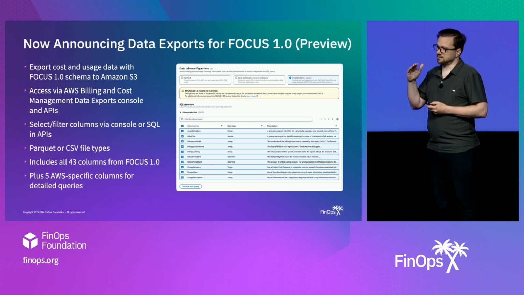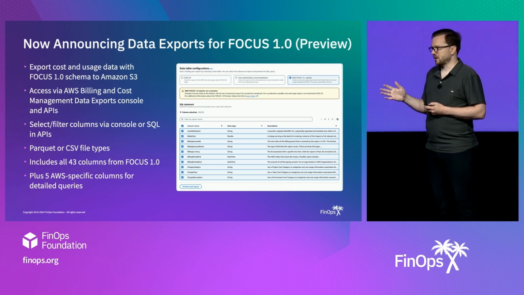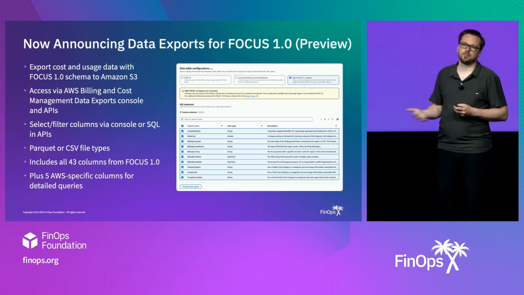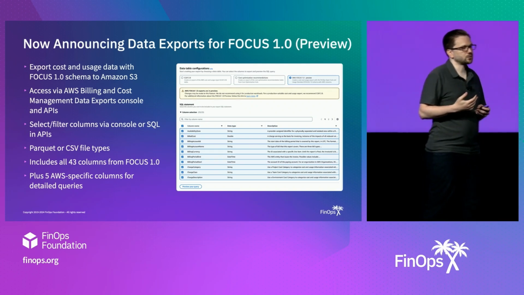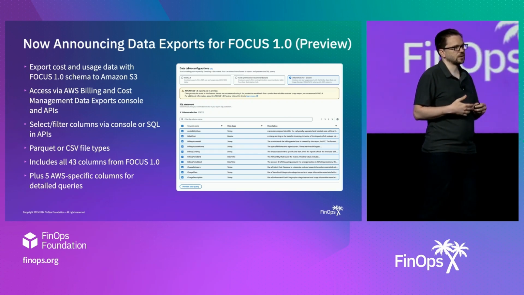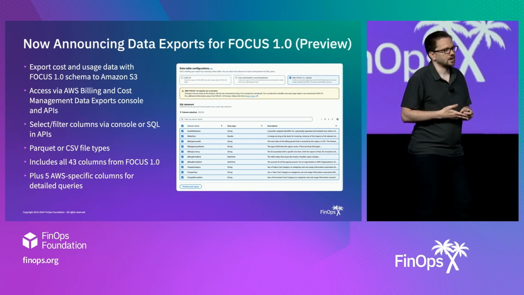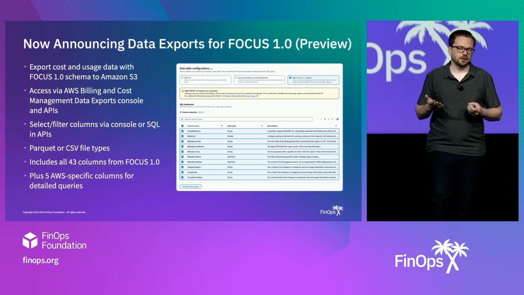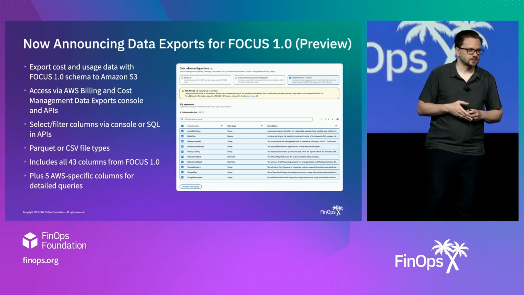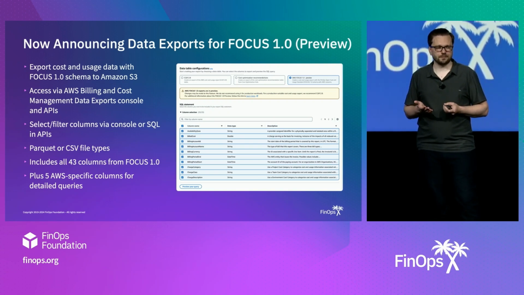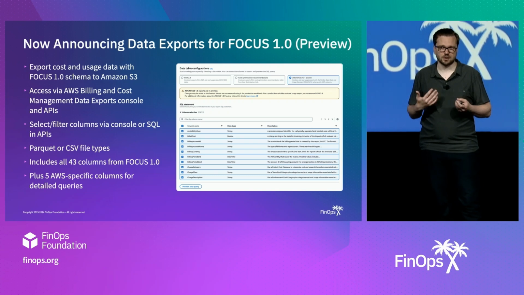This does the same process as CUR and CUR 2.0, where it'll go to an S3 bucket of your choice, so you can pick it up with a pipeline or some sort of capability for you to build into dashboards and reports. So again, you can configure and access this via APIs as well. If you want to configure a Focus export, you can do that via API access. One of my favorite features is that you can also select and filter columns via SQL.